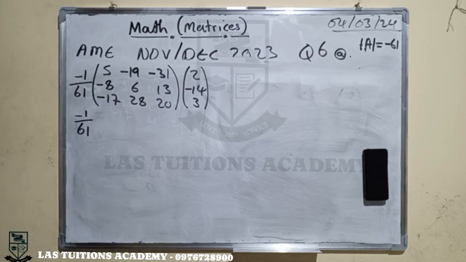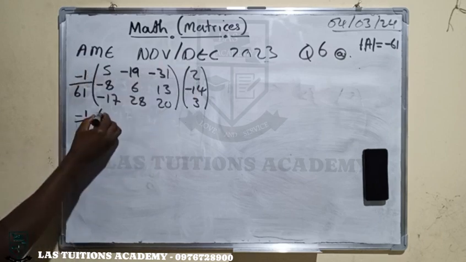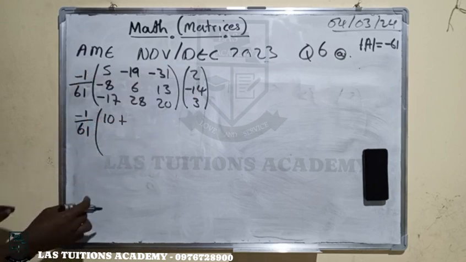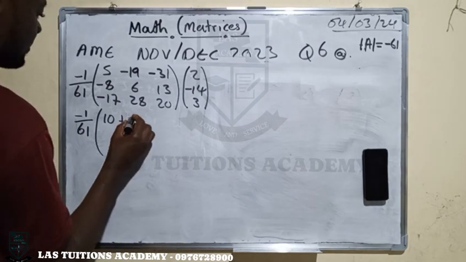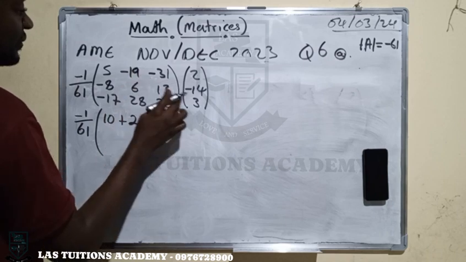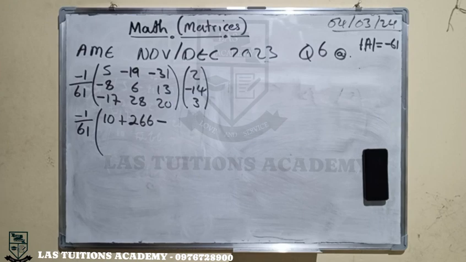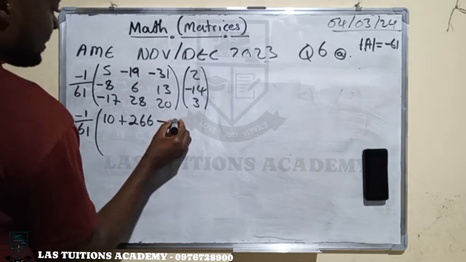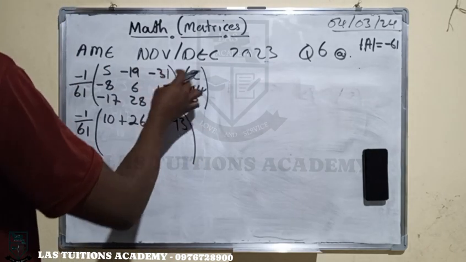So here I'm going to say 5 times 2, that would be 10, plus negative 19 times 14. That's 266. So I have 266. Negative times positive, we are going to get minus. Then 31 times 3, we are going to get 93. So we are done multiplying this entire row by that column.